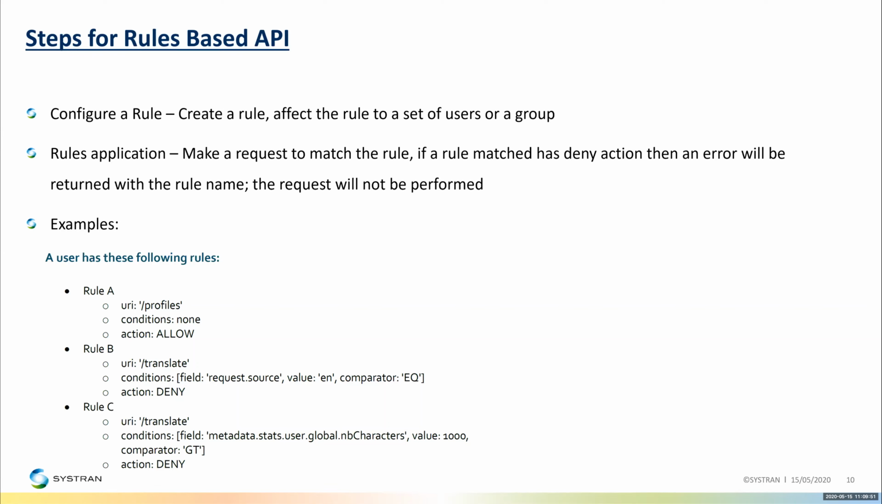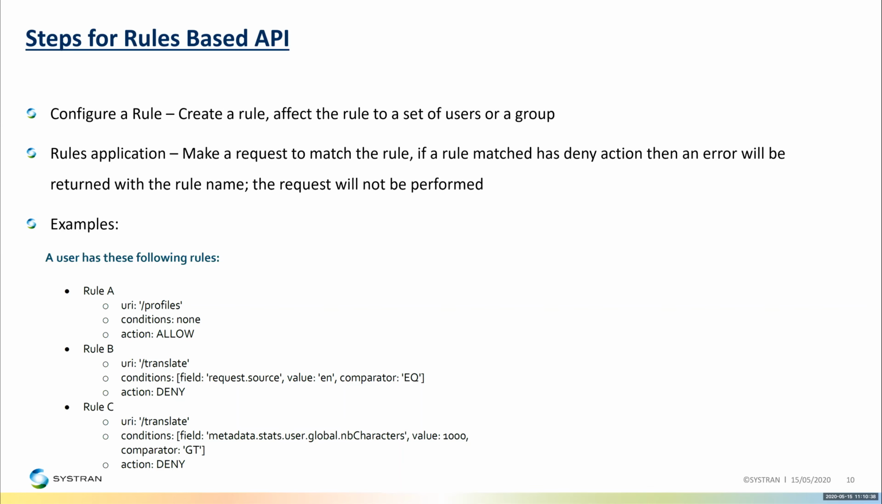And then rules application, it's basically to make a request to match the rule. And if that rule is matched, if the rule matched has a deny action, then the error will be returned with the rule name. For example, a user should not be allowed to translate more than 10 pages of the document, or maybe more than 15,000 characters. So you can set a regular expression for that particular user or for that group, and then an error message will be returned. For example, you don't have the required authorization, or probably reach out to your manager or the upper management, or maybe the stakeholders to perform this particular activity.